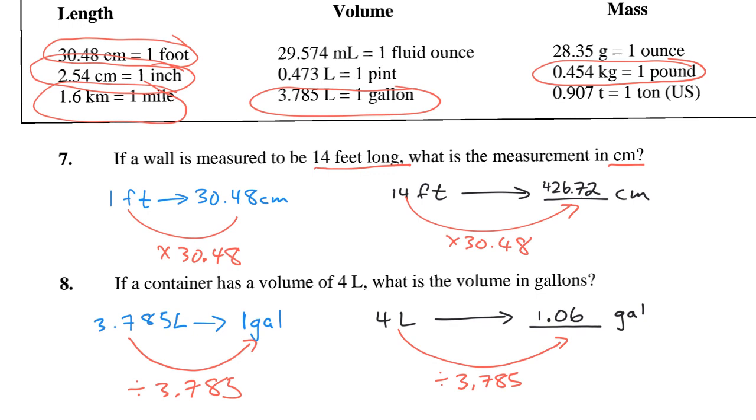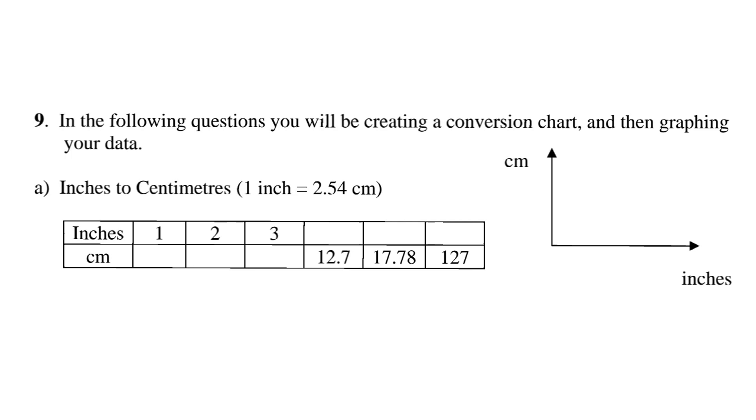All right, and so now we move on to question number 9. There are going to be 3 small charts that I'm going to create for you. All I want you to do is copy down what you see. So in the following graphing questions, you're going to be creating a conversion chart and then graphing the data. In order to graph the data, we have to know what each type of imperial to metric or metric to imperial conversion is.